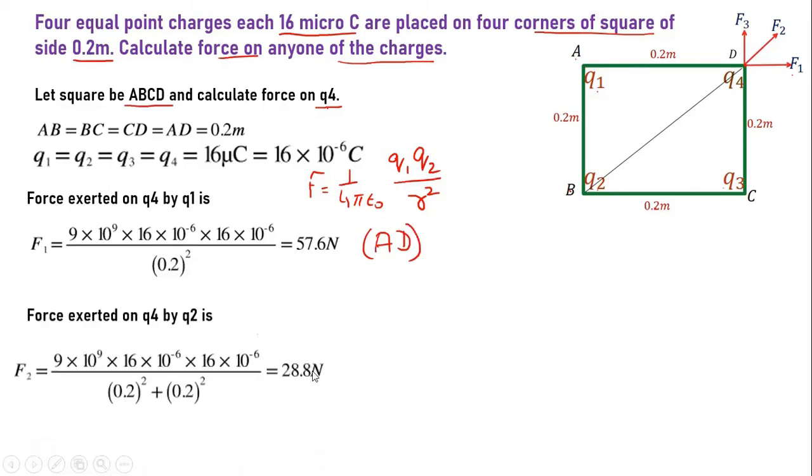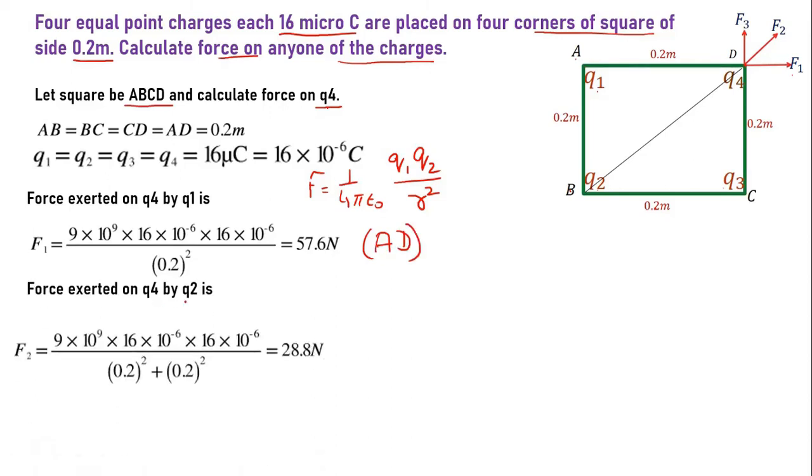Next, we will calculate the force exerted on Q4 by Q2. Now where we have placed Q2? Q2 is placed on the point B. Now what will be the formula? The formula again will be based on Coulomb's law. So here 1 upon 4 pi epsilon naught we will put as 9 into 10 to the power 9. Q1, Q2, that means the values of Q2 and Q4 we have to put, that is 16 into 10 to the power minus 6 and 16 into 10 to the power minus 6 again upon R square.